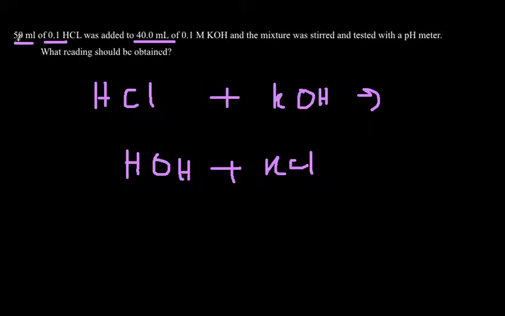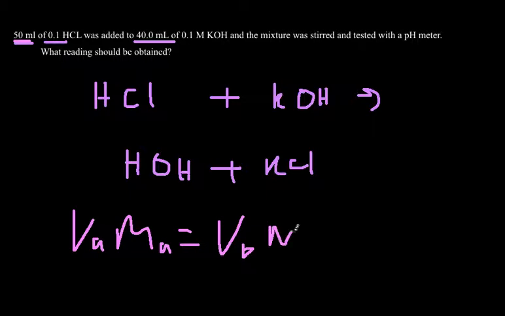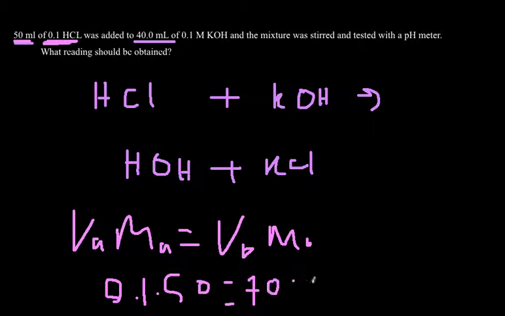So first of all, let's find the moles, because if you use VaMa equals VbMb, you might get one value, but then you forgot the stoichiometric ratios. So let's do this. The molarity of this is 0.1. So you have 0.1 times 50 equals 40 times 0.1. What's going to happen in this reaction is that this is not going to react with all of this. Only 40 of it is going to react, so you're going to have 10 left over.